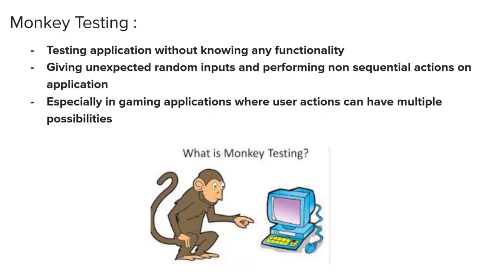So we cannot have a defined scope for monkey testing. Monkey testing is basically doing random stuff on the application, pressing any random keys, pressing any web element, etc. We have to verify by giving some random inputs and performing some non-sequential actions on the application. That is called monkey testing. And the main difference between ad hoc testing and monkey testing is that in monkey testing, testers will not have any knowledge of the application, while in ad hoc testing, testers will have knowledge about that specific application.